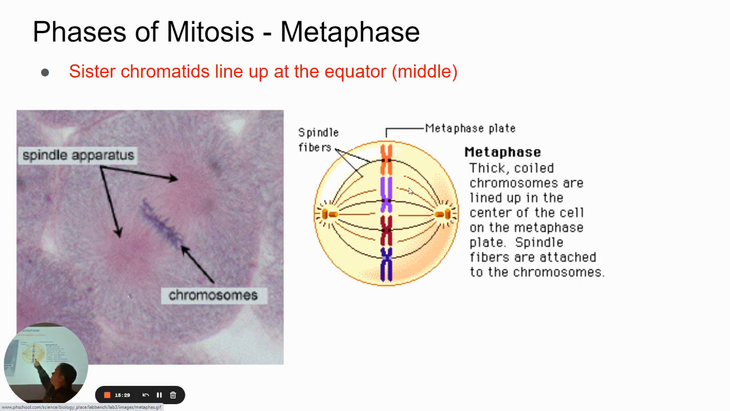The chromosomes are attached now to those spindle fibers. Think of them as like ropes that are attaching to the chromosomes.